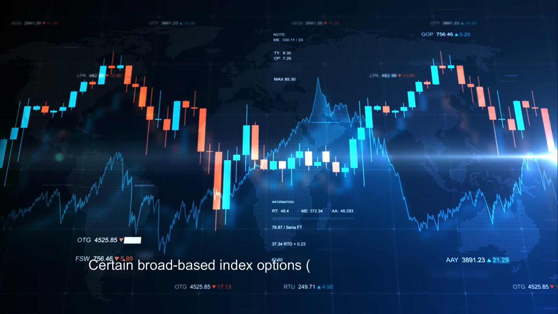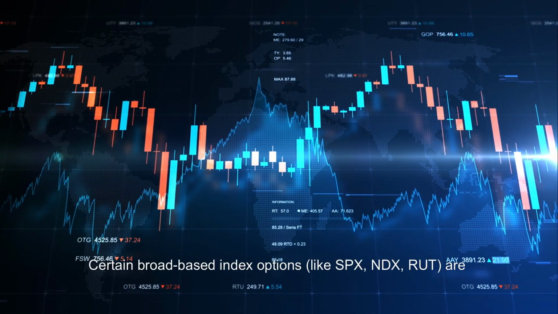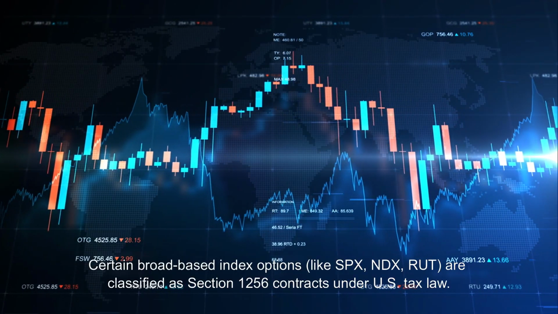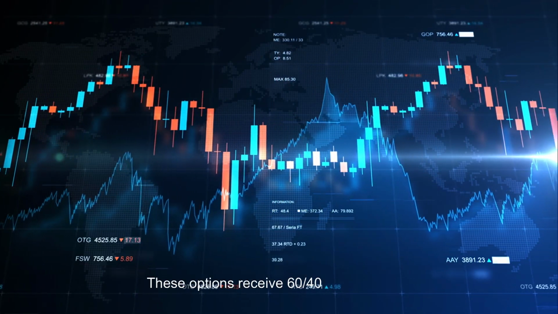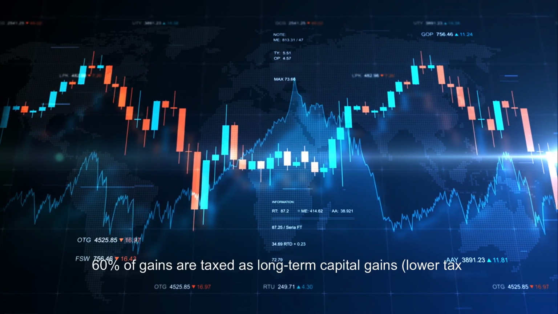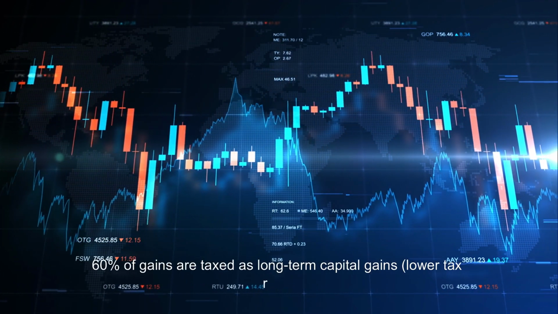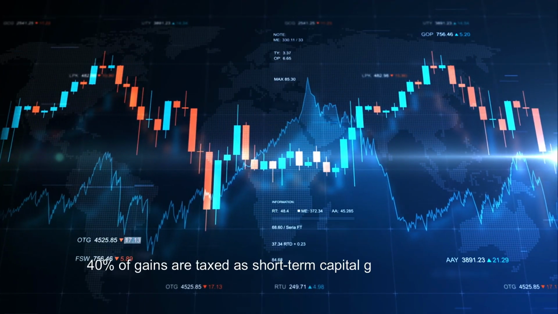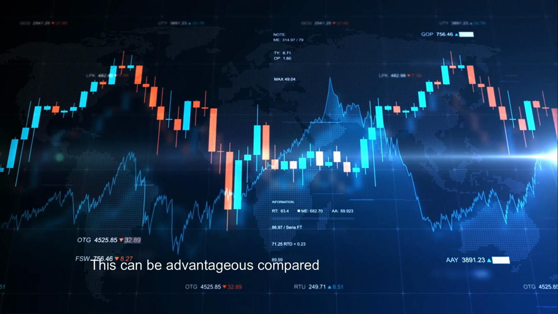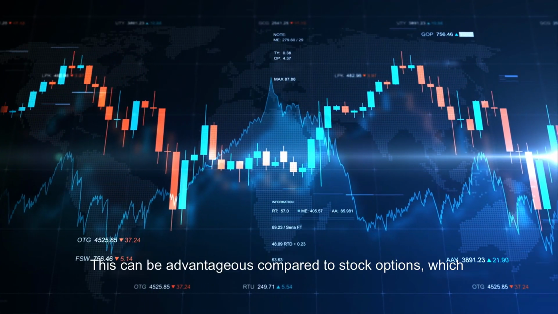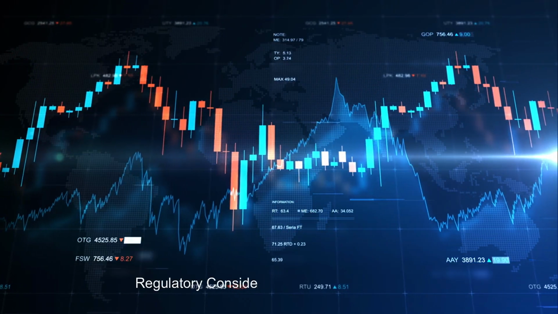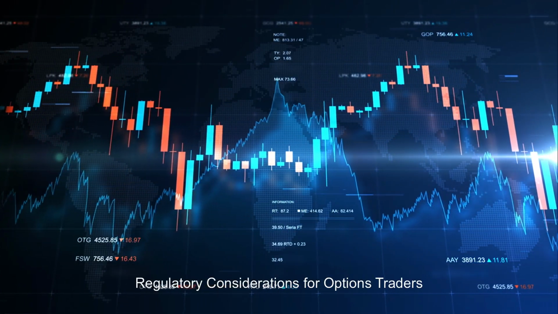Certain broad-based index options, like SPX, NDX, and RUT, are classified as Section 1256 contracts under U.S. tax law. These options receive 60/40 tax treatment. 60% of gains are taxed as long-term capital gains, at a lower tax rate. 40% of gains are taxed as short-term capital gains, at a higher tax rate. This can be advantageous compared to stock options, which are fully taxed as short-term gains if held for less than a year.